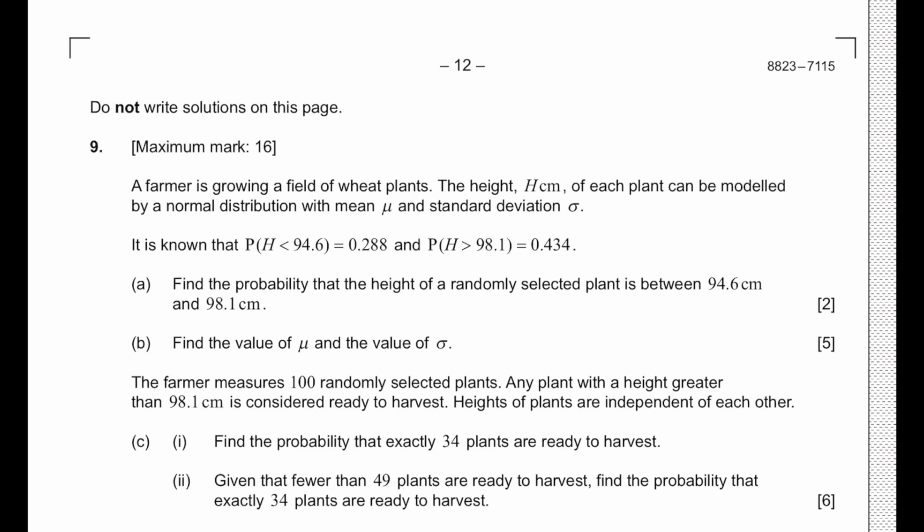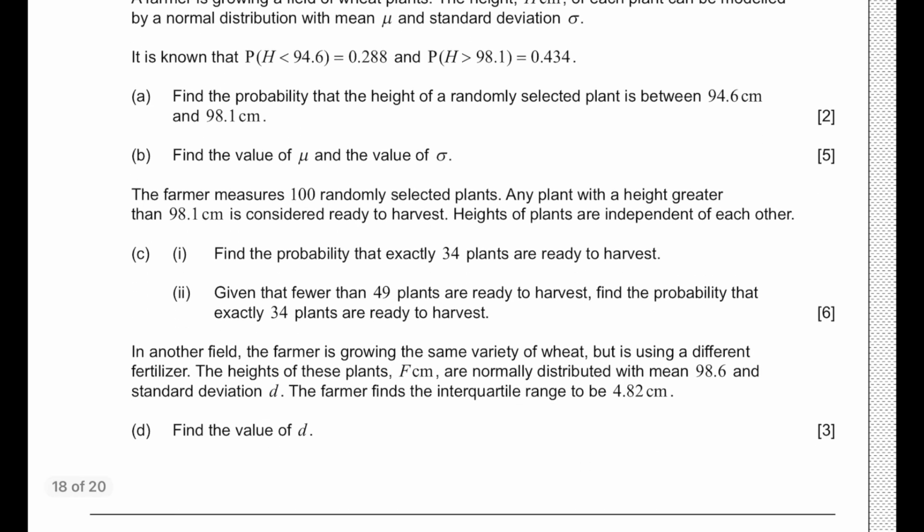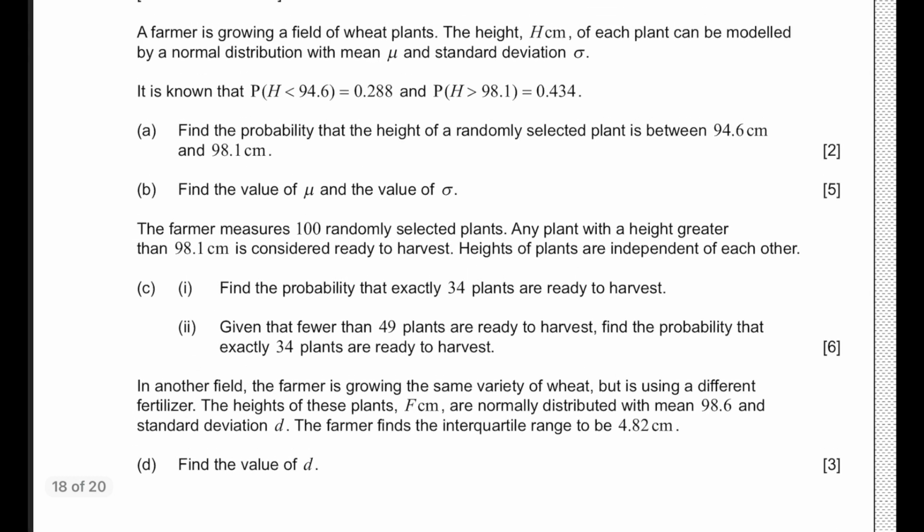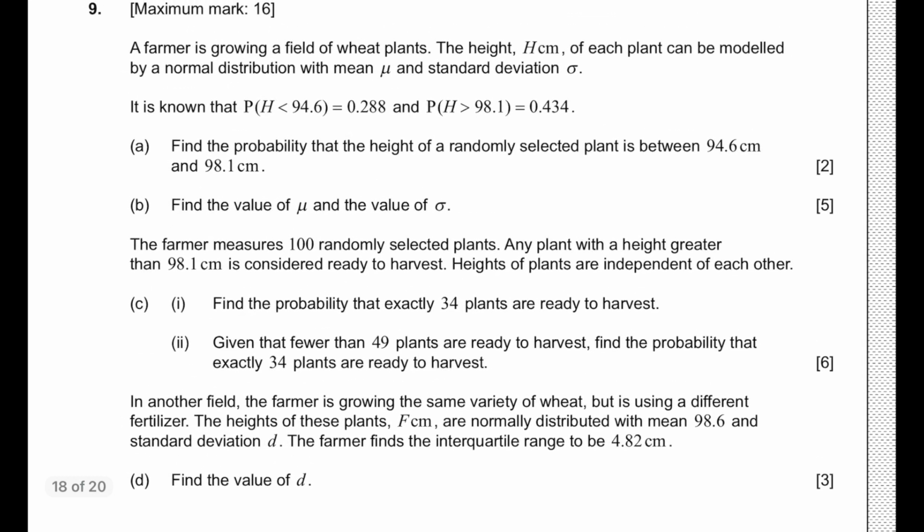Okay, so finally we are doing the last question of this section B and the last question for this examination video. Question number 9 has the maximum mark of 16 points, and there are 4 parts in total. First information: a farmer is growing a field of wheat plants. The height of each plant can be modeled by a normal distribution.